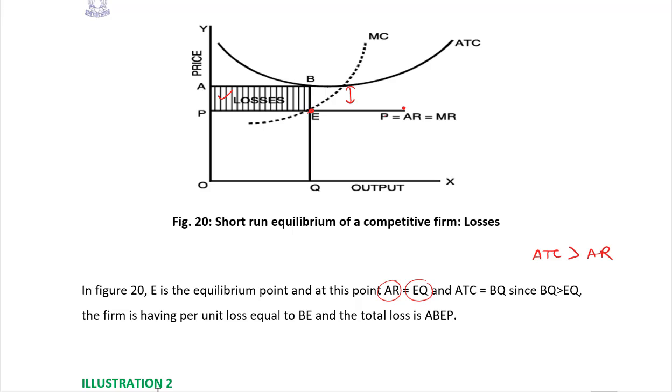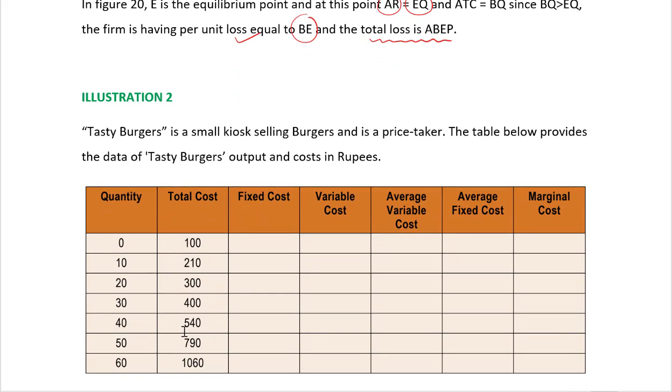The firm is having per unit losses equal to BE. This part BE, and the total loss is ABEP, the shaded area. The shaded area constitutes the losses. Let us see the illustrations now.